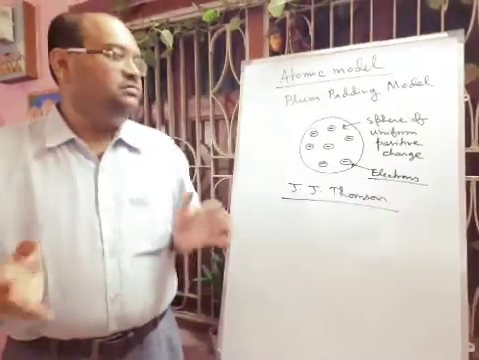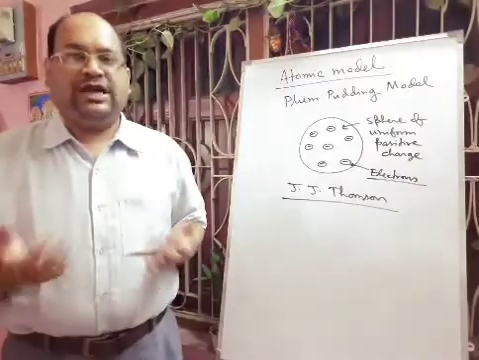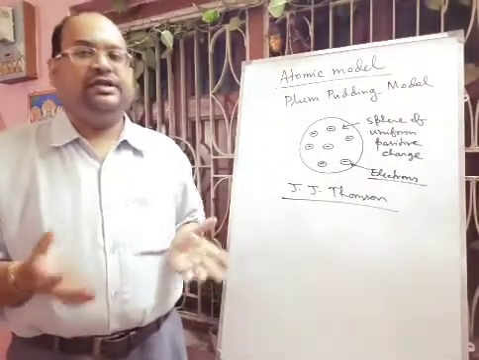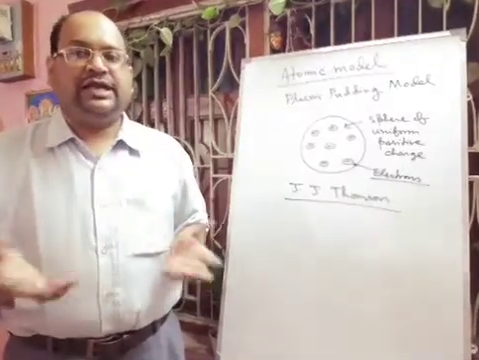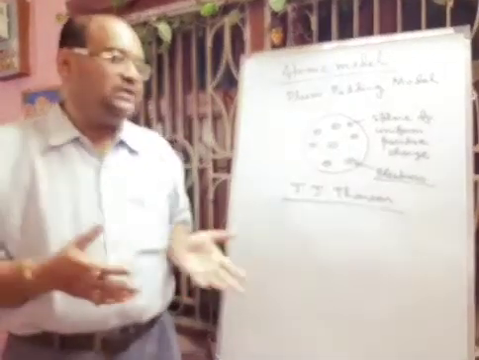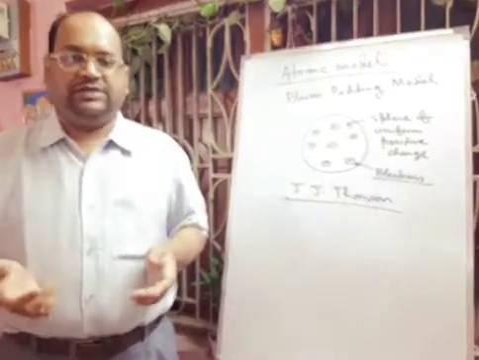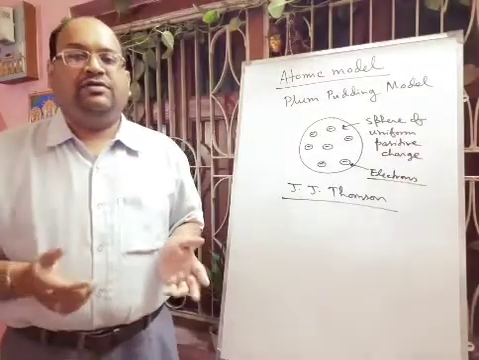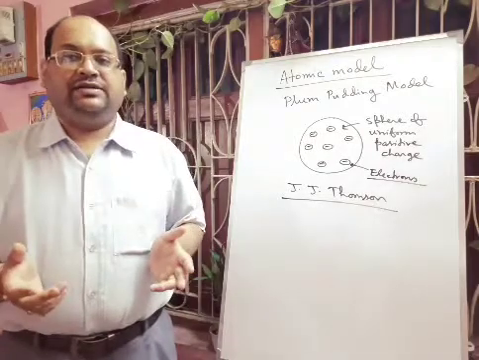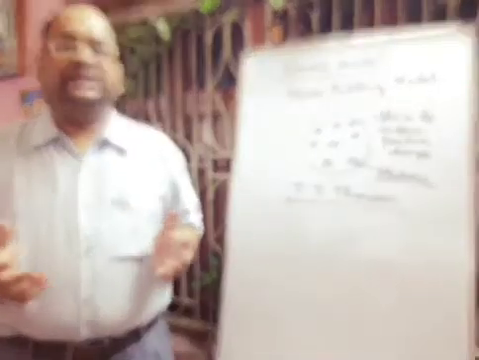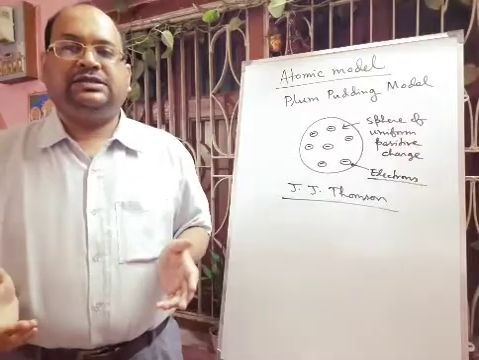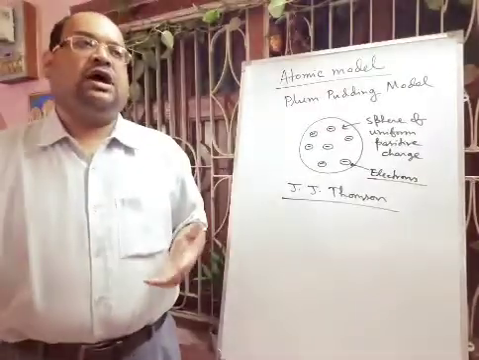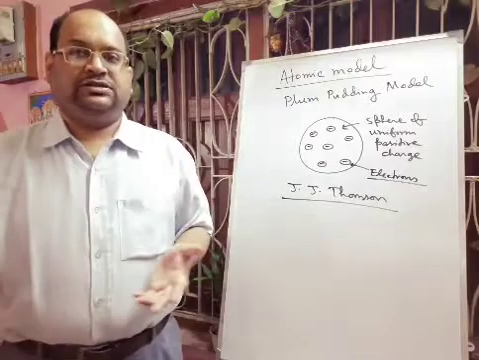Next comes Rutherford's atomic model. Before that, Rutherford did a scattering experiment that I will discuss, which also led to the discovery of the nucleus. So in the year 1911, Lord Rutherford performed a scattering experiment to know the arrangement of the fundamental particles within an atom. Already we have discovered the electron and protons, so how are they arranged?